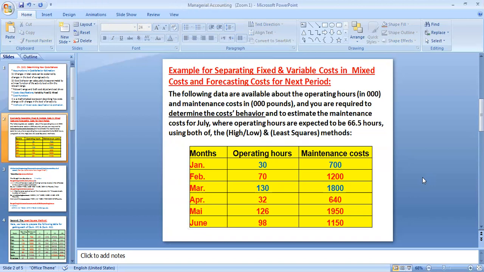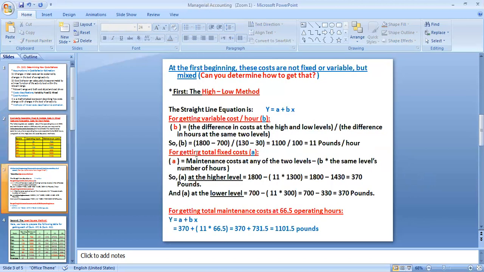How to get it again? Like this. For getting total fixed cost, that is A, take the maintenance cost at either of the two levels, 1,800 or 700, minus B multiplied by the same level's number of hours. So 1,800 minus 11 times 130 hours gives 370. Again, can I determine fixed cost at the lower level? Yes, where its cost was 700 and the number of hours 30.